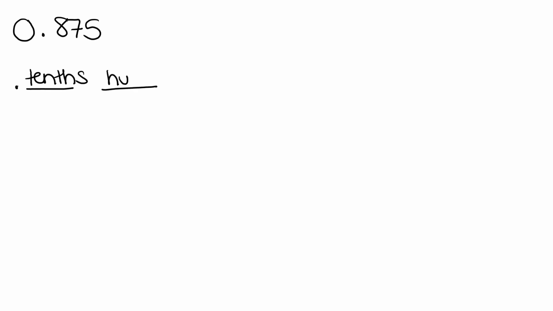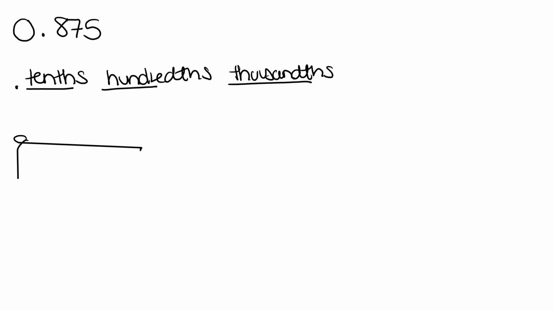For number 17, we have the decimal 0.875. The 8 is in the tenths place. The 7 is in the hundredths place. And the 5 is in the thousandths place. So when we write our fraction, we write it as 875 over 1,000, because that's the place value that we're in.